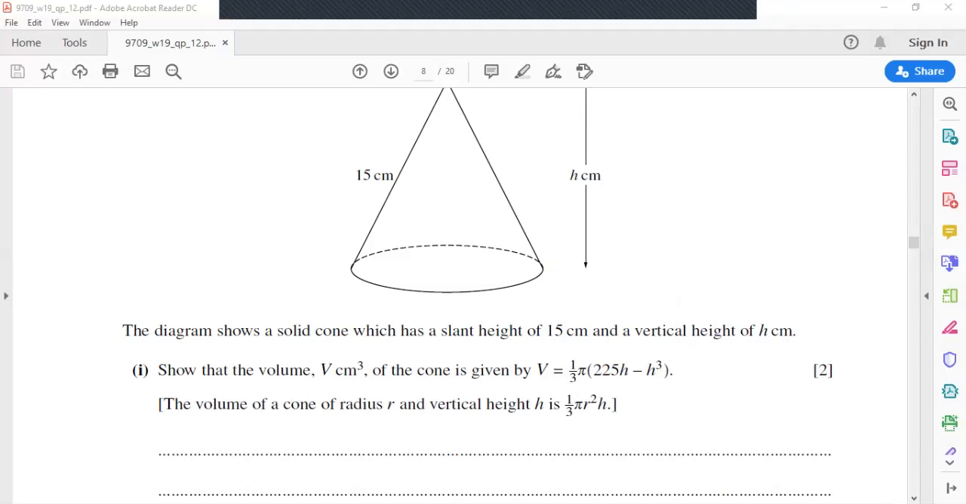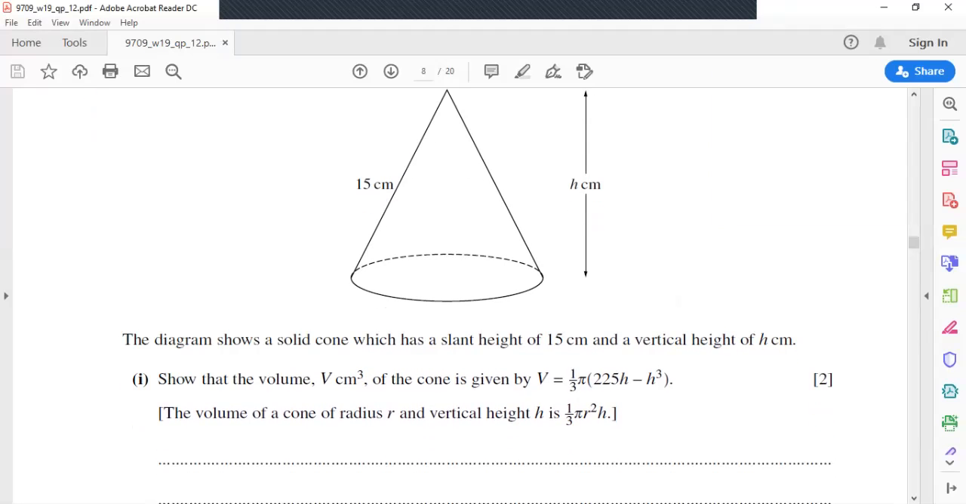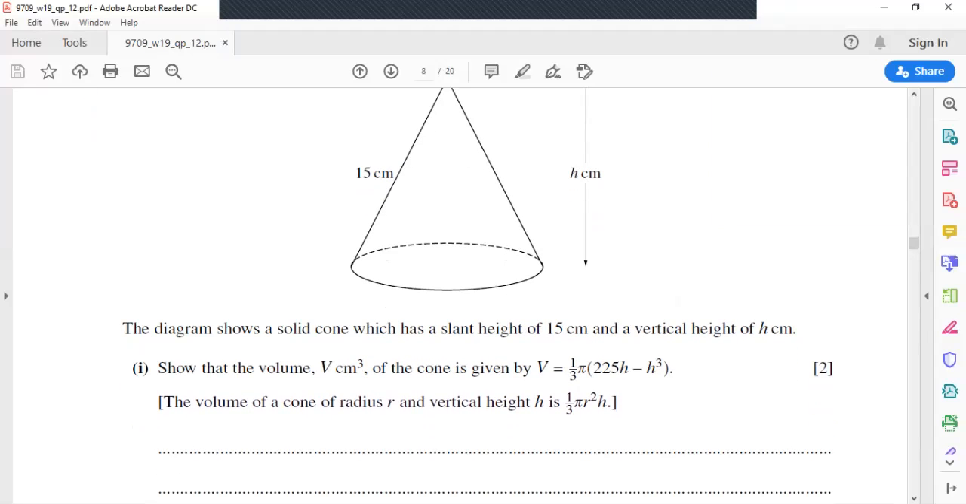The next 4 questions are from 5 till 8. Question number 5 says the diagram shows a solid cone with a slant height of 15 and a vertical height of h. Show that the volume V is given by this, and the volume of the cone formula is here.